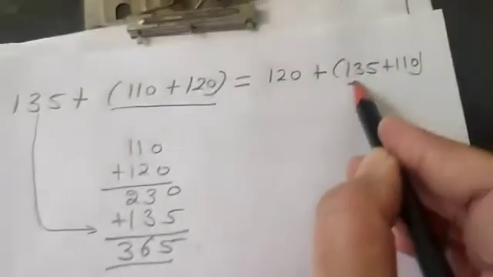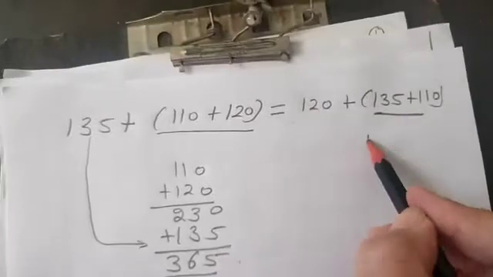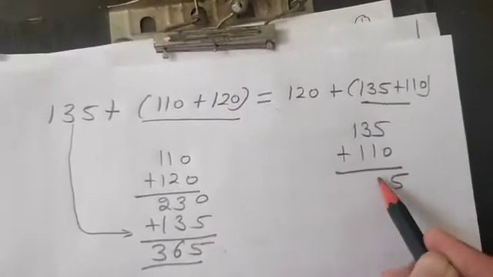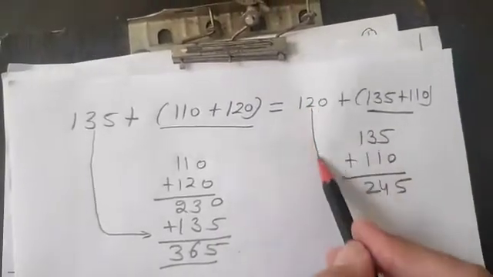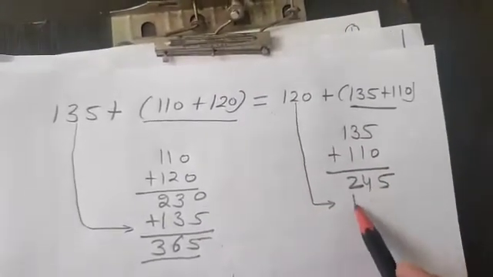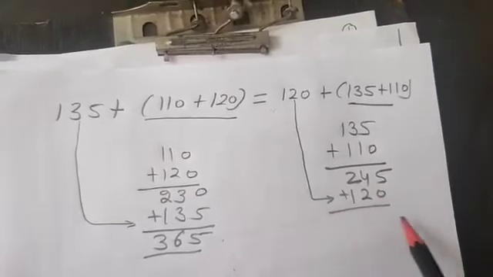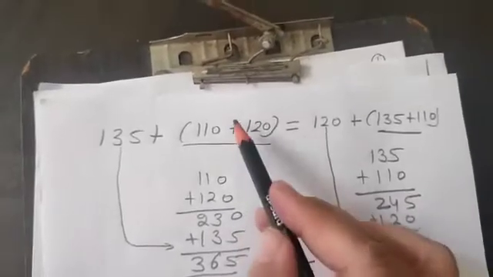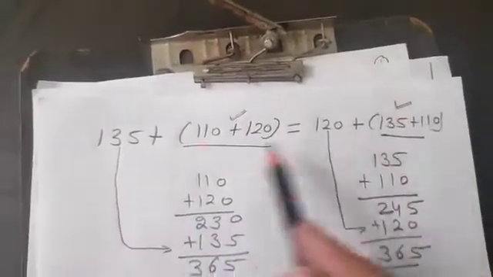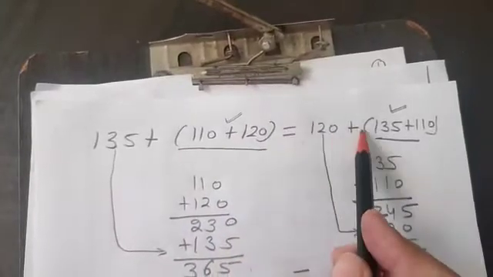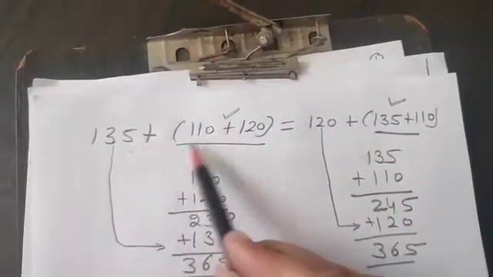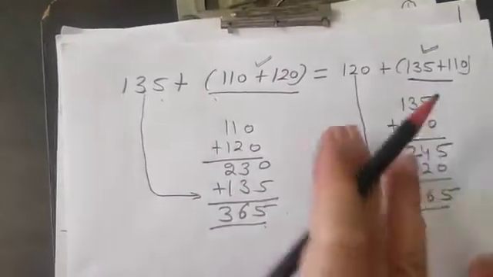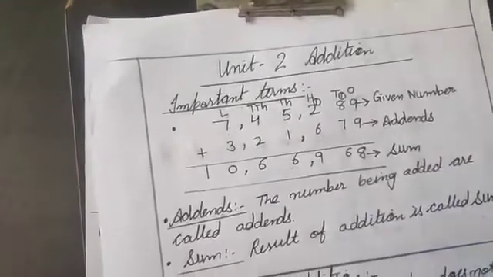Firstly we will add this group, 135 plus 110, 245. Now we will add this separate numeral, 120. Here also the sum is the same. The group's order was changed, but because all numerals were the same, our sum also remains the same. I think it is clear to you now.